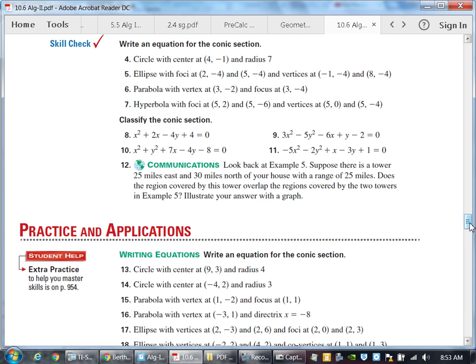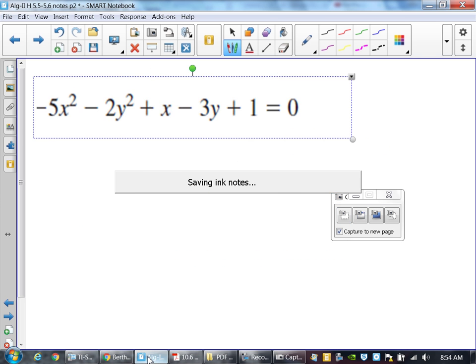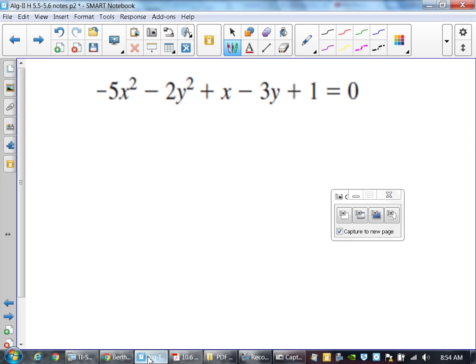We're going to be able to take this and complete the square twice and find out what kind of a conic it is. Okay. What we would wind up doing is just combine the like terms. You group the x's together. You group the y's together.